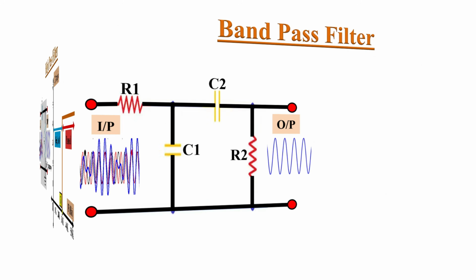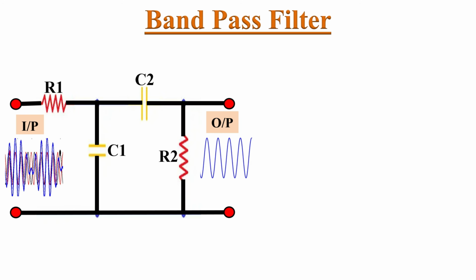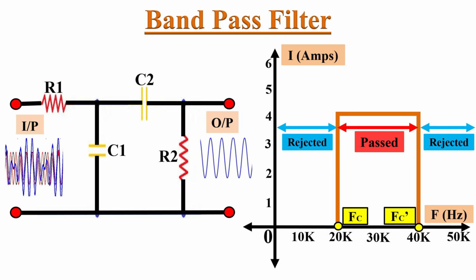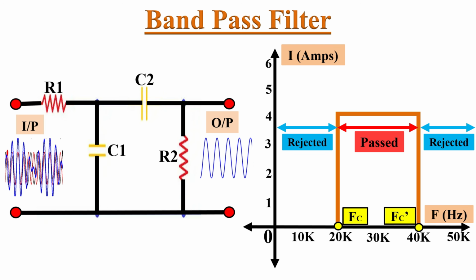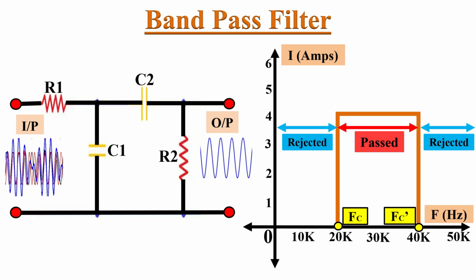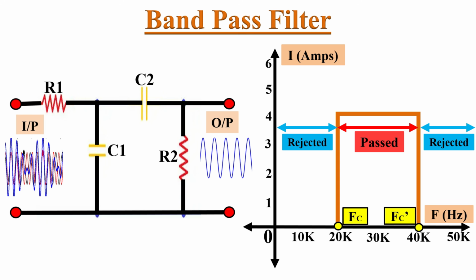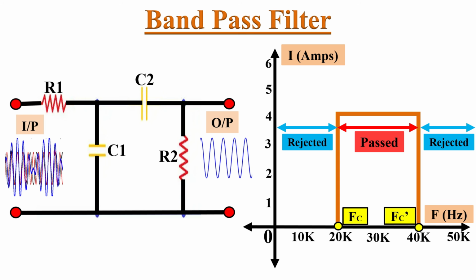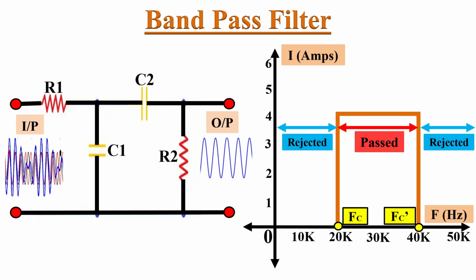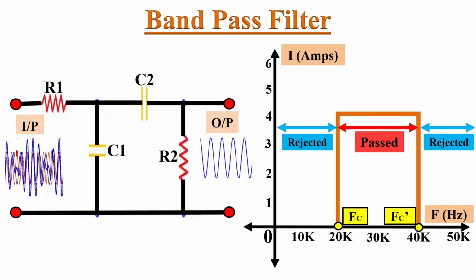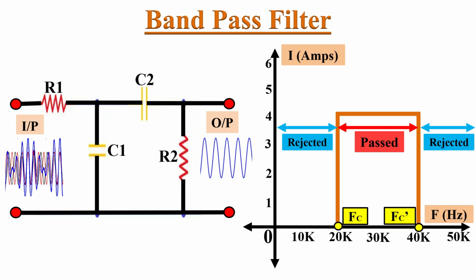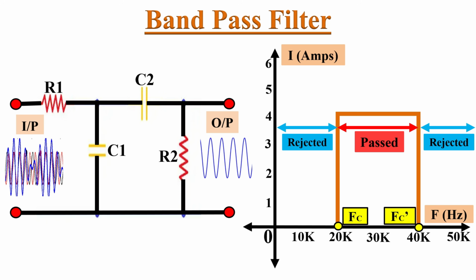Next, the third type of filter is the band pass filter. A band pass filter passes frequencies within a specific range or band and rejects or blocks frequency signals outside that range or band. The ideal band pass filter frequency spectrum looks like this. It has two cutoff frequencies, FC and FC'. Here it is 20 kHz and 40 kHz. So this filter passes all frequency signals between 20 kHz and 40 kHz and rejects all signals below 20 kHz as well as above 40 kHz.